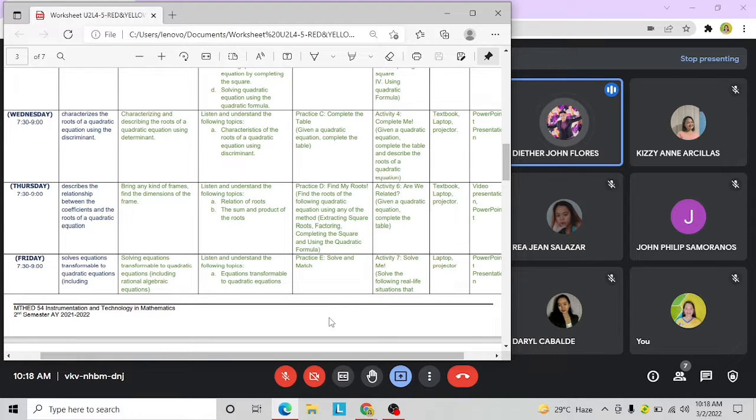Then for independent practice, practice C, complete the table. Given a quadratic equation, complete the table. Then for assessment, activity 4, Complete Me. Given a quadratic equation, complete the table and describe the roots of the quadratic equation. Then for ICT integration, we have hardware: the textbook, laptop, and projector. For software, we have PowerPoint presentation.